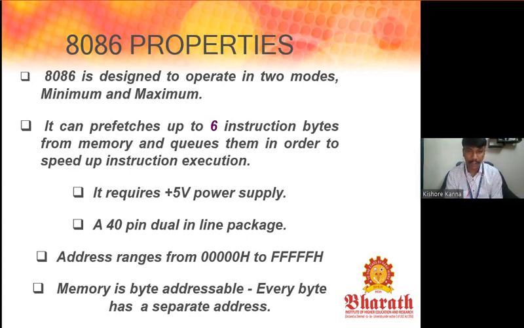Okay, one side will be allocated with 20 pins and another side will be allocated with 20 pins, so it will be considered as a 40 pin dual in-line package, and its address will range from 00000H to FFFFFH. According to this address range only, addresses will be segmented and allocated, the processed data will be stored in that address, and from the address it will be acquired to produce the output. According to the instruction only, this data will be allocated, segmented and picked up in the 8086 properties.